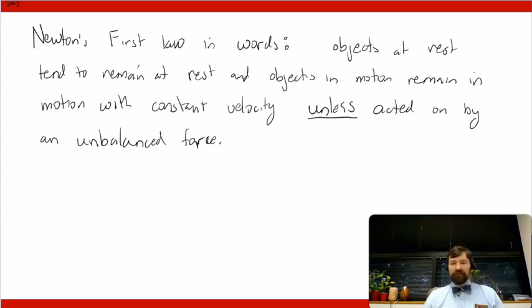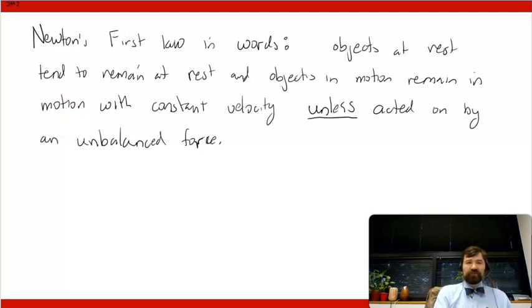Newton's first law basically could be written in words like this. Objects at rest tend to remain at rest, and objects in motion remain in motion with constant velocity unless acted on by an unbalanced force. That is to say, unless there is some total force acting on the object, some non-zero unbalanced force that's not opposed by a second equal force, then the object is going to be at rest if it's at rest, and the object is going to be moving with a constant velocity if it is already moving.